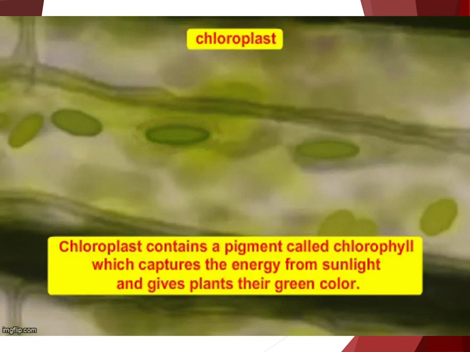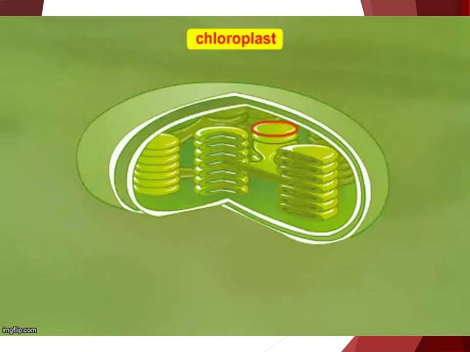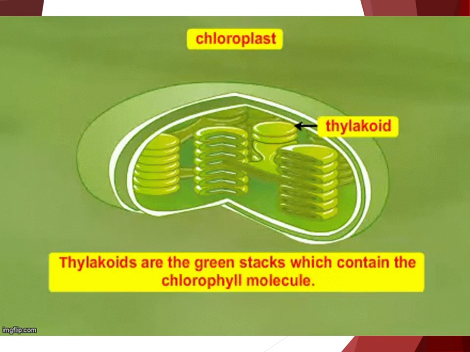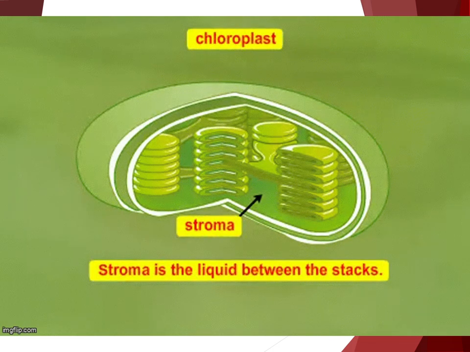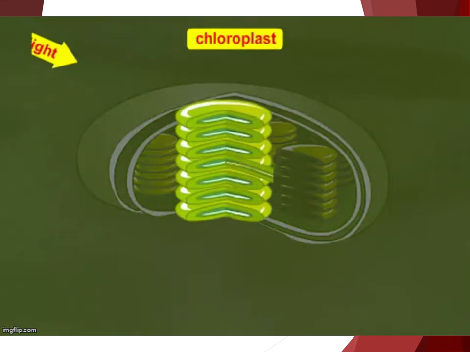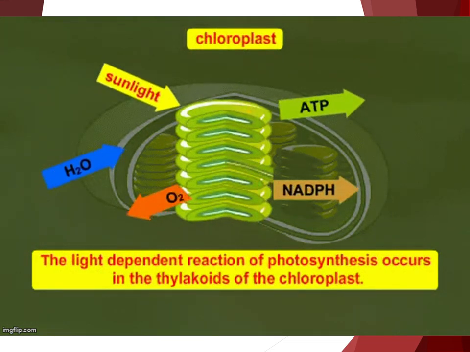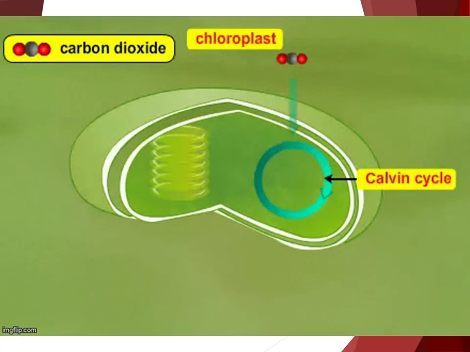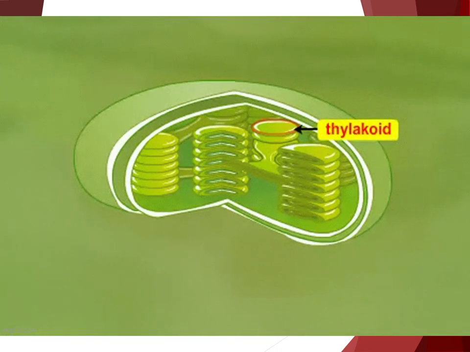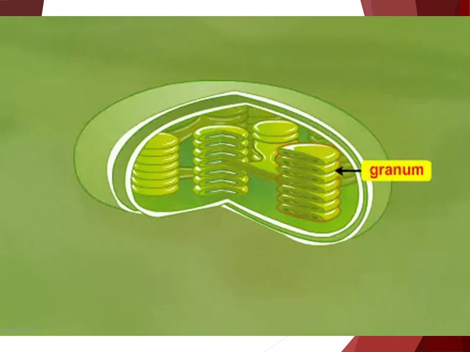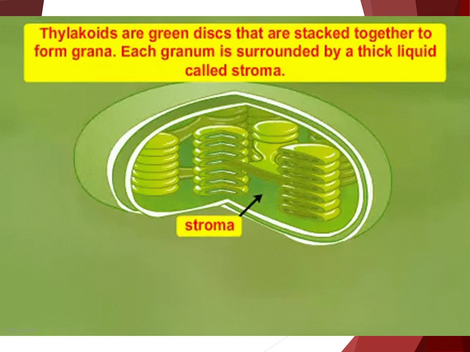The overall biochemical reaction for photosynthesis is a very complex process. This complex process can be divided into two main stages: the light-dependent reaction and the light-independent reaction, which is also known as the Calvin cycle. Both stages take place inside the chloroplast. In the light-dependent reaction, solar energy is converted into potential chemical energy.